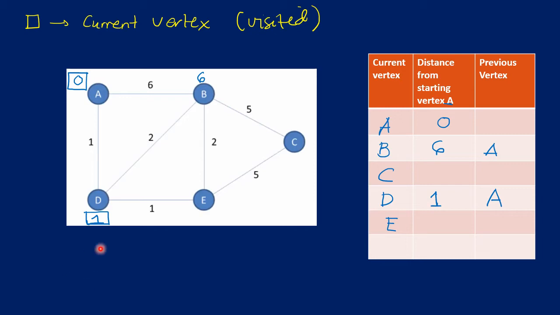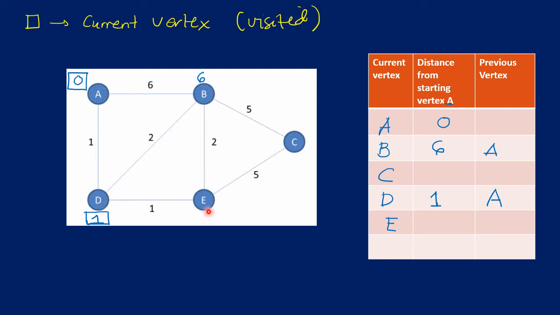I will do again the same algorithm. I will look at the unvisited vertices, meaning the vertices that do not have squares on the distances. What are the adjacent vertices to D that we haven't visited? That's B and E. I will no longer include A because A is already visited. There is already a box here.